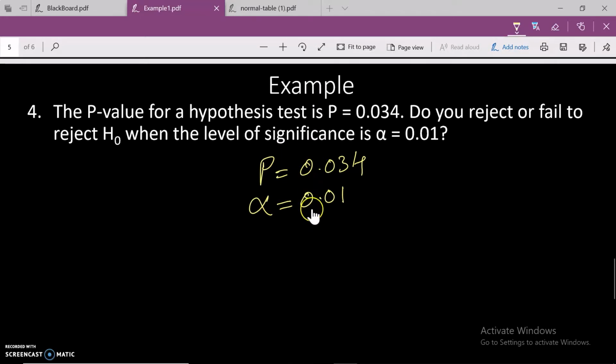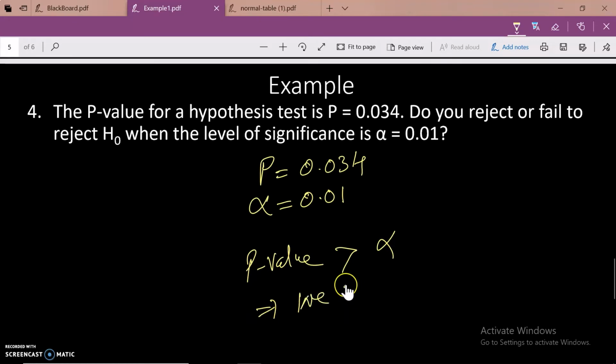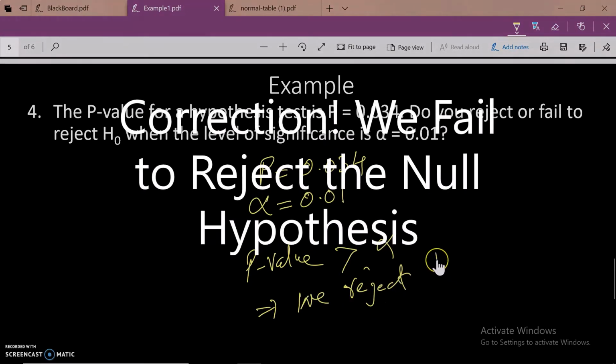Now clearly you can see the p-value is greater than alpha. You can compare one on one: 0.034 and 0.01. This is 3 and this is 1, so this number is larger than this number. So in this situation, p-value is greater than alpha, and it implies that we reject H sub 0. In this situation, we reject the null hypothesis. I hope you understand that.